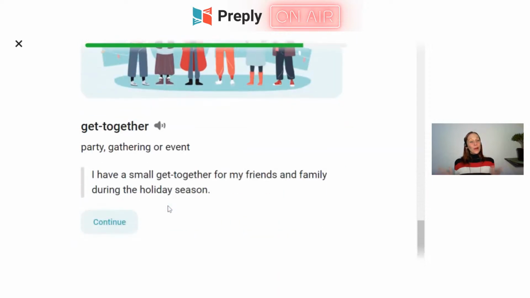Now, we are going on to our last vocabulary word for this exercise. And this little word says get together. Now, this is actually a noun. A get together. A party, a gathering, or an event. These are mostly a little bit smaller, with your family and close friends.